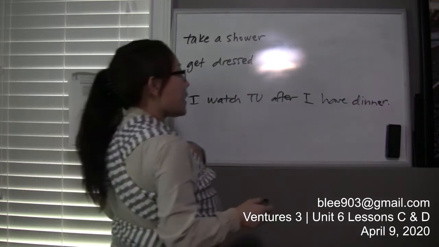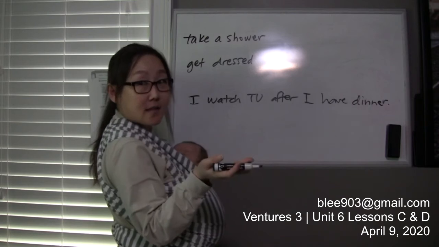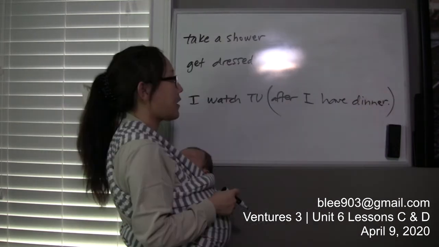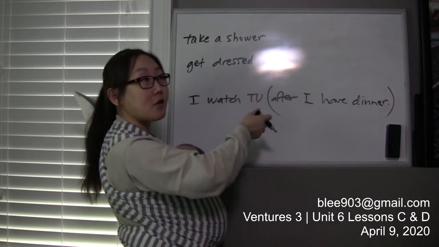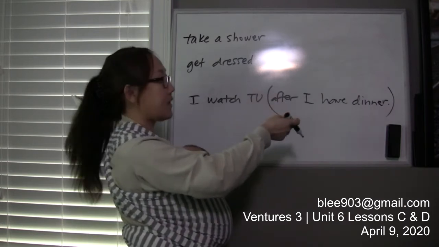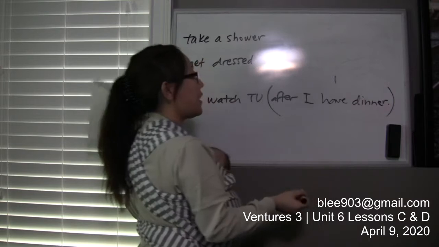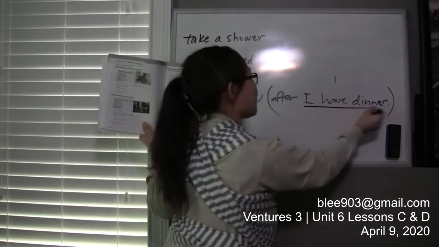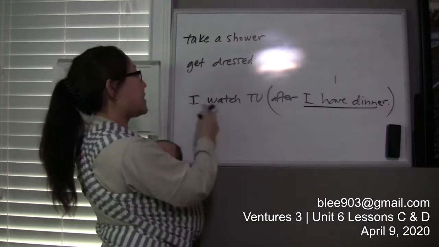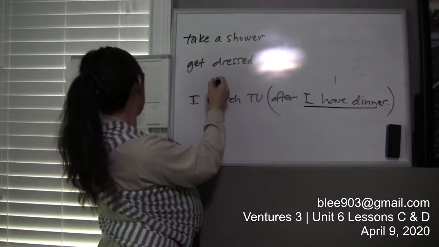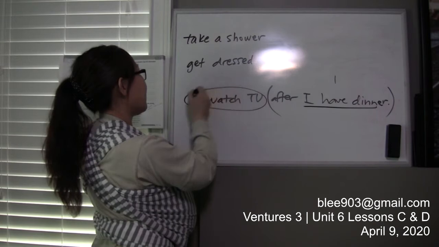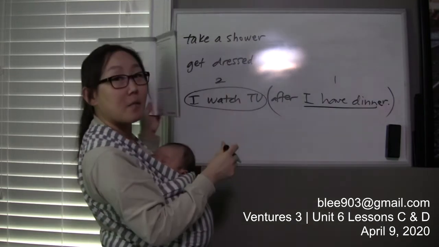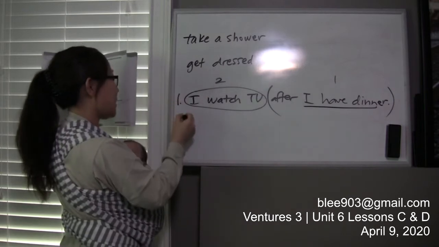Okay, so it's easier to put this together. Okay. So as I mentioned, the after clause includes the first activity. So we can just put one here, or it says here, underline it. Underline what happens first. So after I have dinner. And then this is the main clause. So we're going to put number 2 here, or we're going to circle it. Okay, and then let's take a look at number 2 together. So this was number 1, number 2.